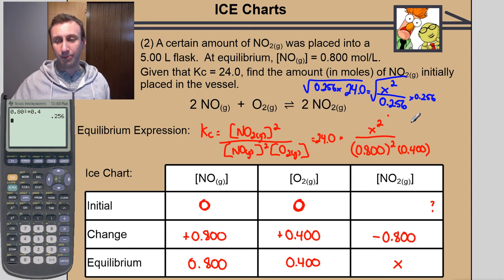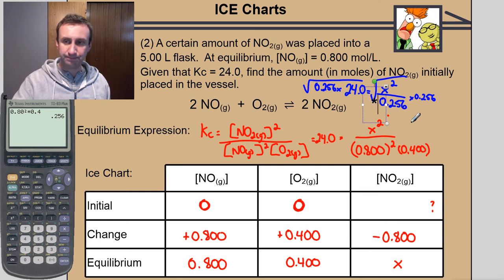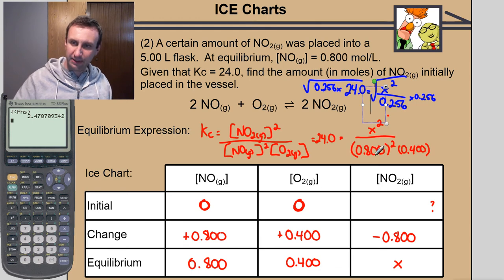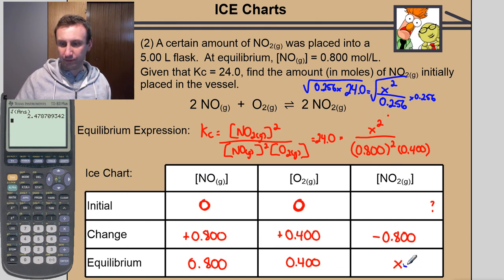So let's go ahead and plug this into the calculator and try to follow along. So 0.256 multiplied by, just made a star on the page, don't want that, multiplied by 24.0 gives me 6.144, and then I'm going to square root that and end up with an answer of 2.48. So that means that at the end of the day, my x is equal to 2.4787.